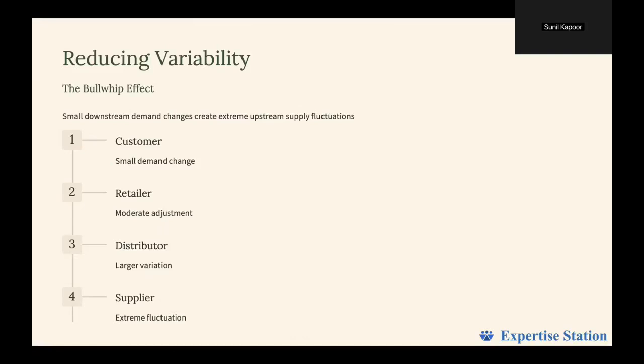But here is the role of a good supply chain manager, who tries to understand the actual demand, and then plans his production planning or raw material planning accordingly.